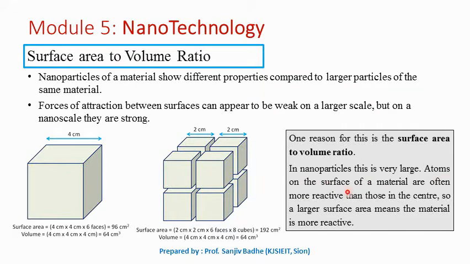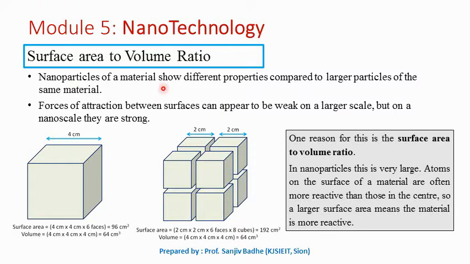Now atoms on the surface of the material are often more reactive than those in the middle, and therefore larger surface area means what? More number of atoms available for reactions, and therefore larger surface area means material is more reactive, and this will result in stronger forces of attraction between the surfaces when the material is reduced to the nanoscale.